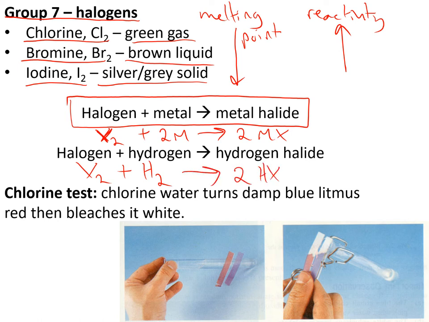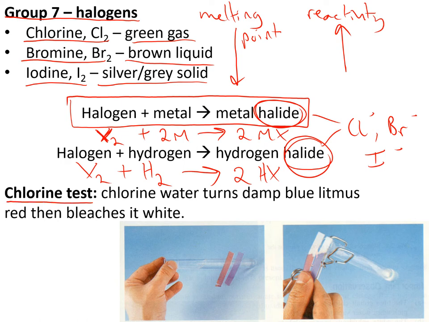Okay, just notice this term here on the names, halide. Halide just means a halogen minus ion. So we're talking chloride is Cl minus, bromide is Br minus, and iodide is I minus, because they all form negative ions by gaining electrons when they react. And the last little thing we need to know is that to test for chlorine, you get some damp blue litmus paper. You can see the blue litmus paper here. Damp blue litmus paper briefly turns red and then it bleaches white, and you can see the white bleaching there. So that's a test showing that chlorine has been detected.